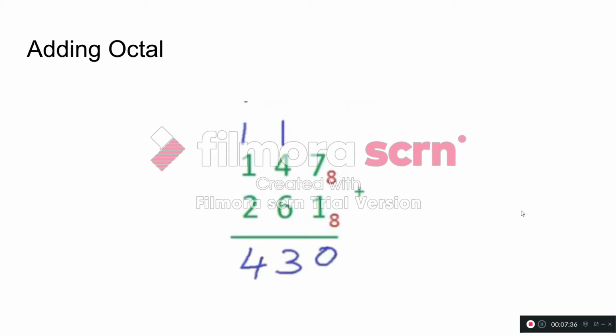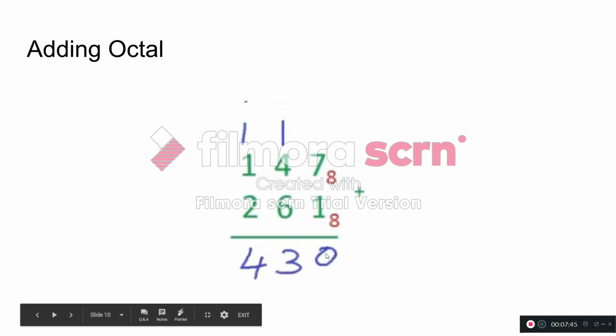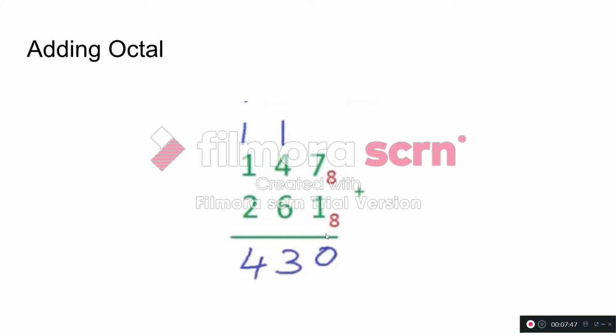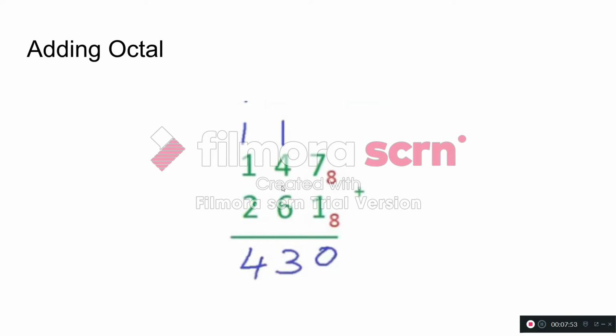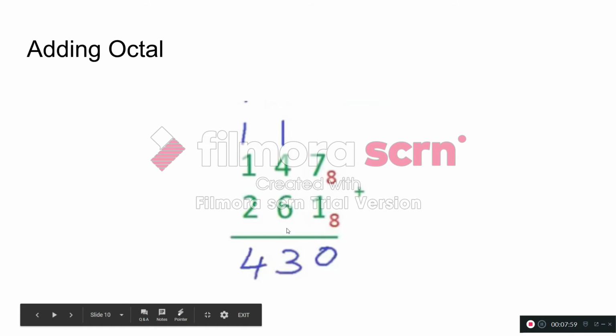Next, we move on to adding octal, which is very similar. 7 plus 1 is an 8, but we cannot use the symbol 8, so we simply transport the 8 as what is worth a 1 to the left column, which is a 1. 1 plus 4 is a 5, plus a 6 is 11. Here we have a 0, 11.